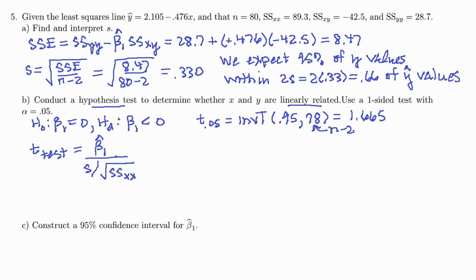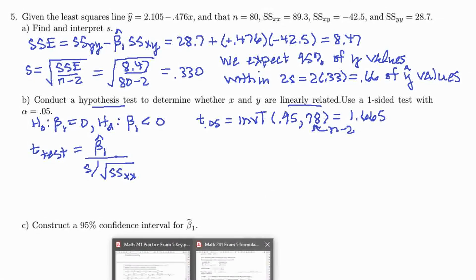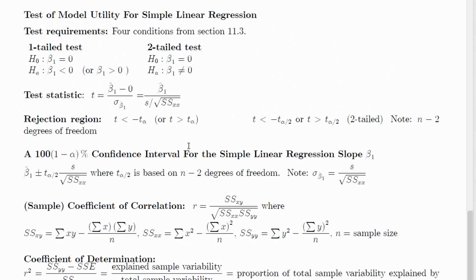And then remember where I am getting this from. If we go to the exam 5 formula sheet, here's the test for model utility for simple linear regression. That's what we're doing. So there's our H0, H1, and this is where I got the test statistic formula. So our rejection region will reject if t is less than negative t alpha. And then degrees of freedom are going to be n minus 2 there.